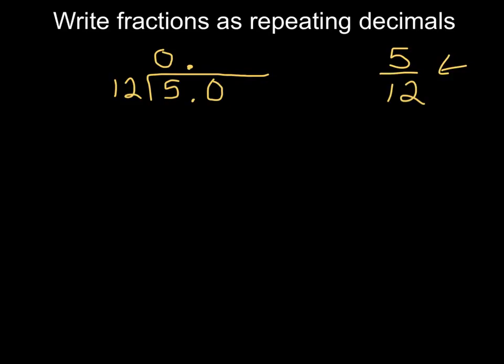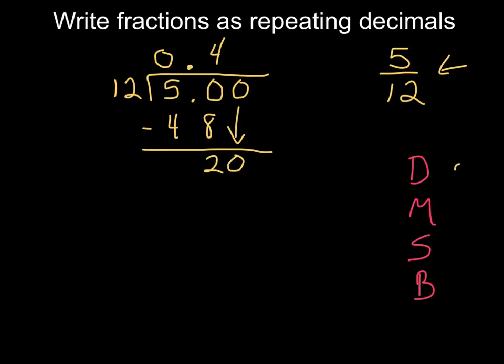Alright, now 12 goes into 50. I know 4 times without going over. 4 times 12 is 48. Now I subtract. I'm left with 2, and I'm going to bring down. I have to put a 0 here. Okay. Back to my dividing here, so how many times does 12 go into 20? That'll be 1 time. Now I multiply. 1 times 12 is 12. Now I subtract. I have 8, and I bring down.